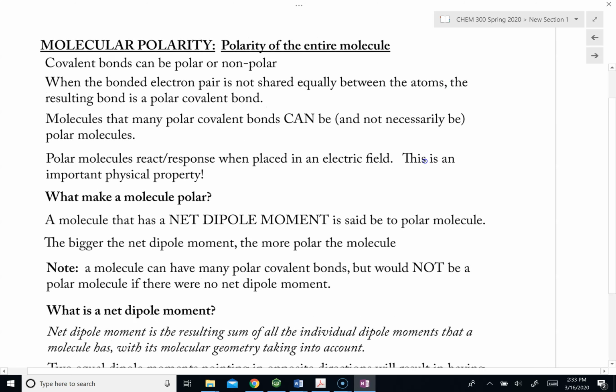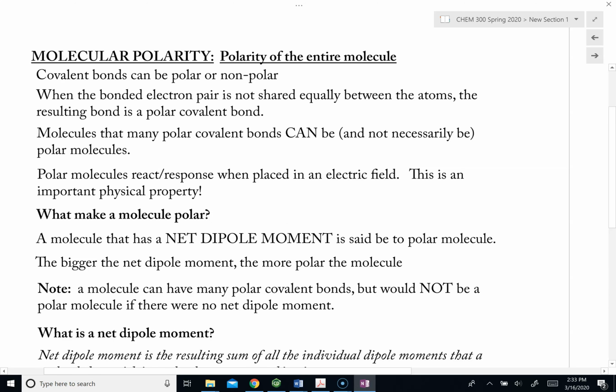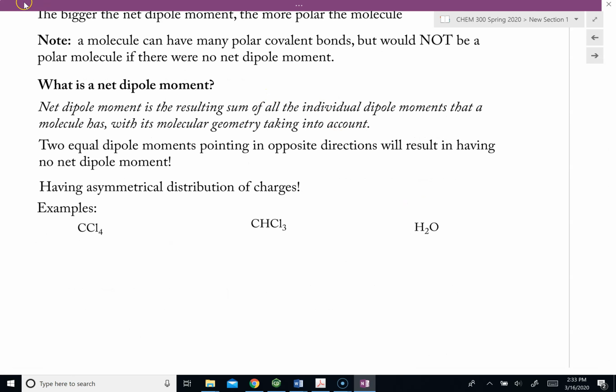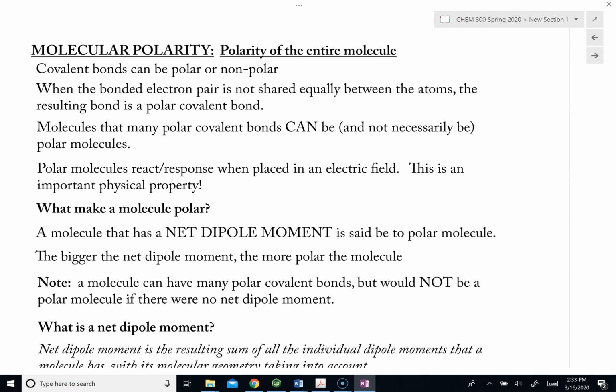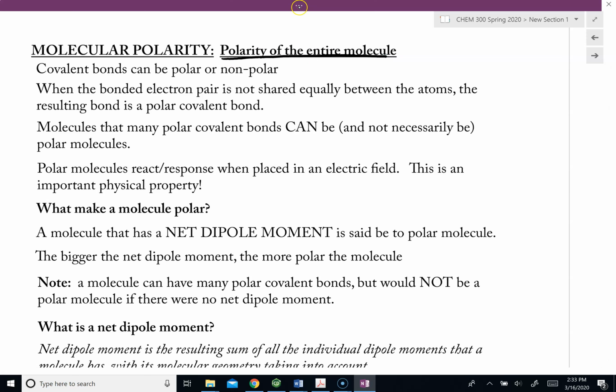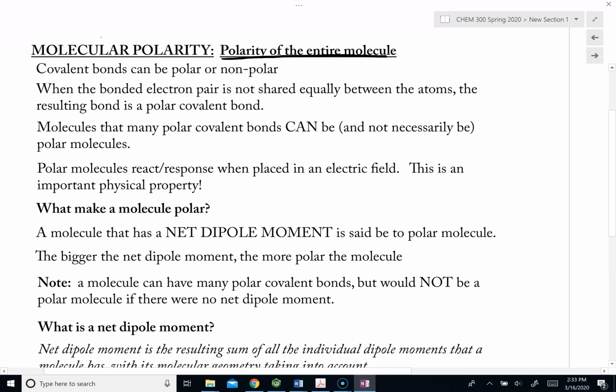Now moving on to this next subject right here, molecular polarity. What is molecular polarity and how is it different compared to bond polarity? Molecular polarity is different compared to bond polarity. Molecular polarity refers to the polarity of the entire molecule. So overall, a molecule can be classified as polar or nonpolar, depending on the polarity of the entire molecule.